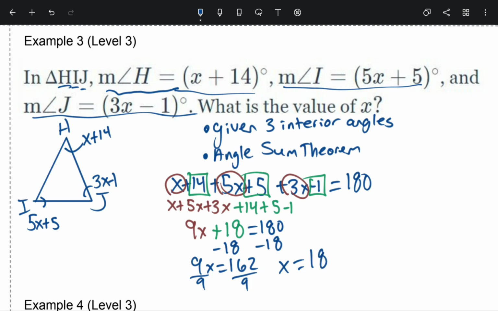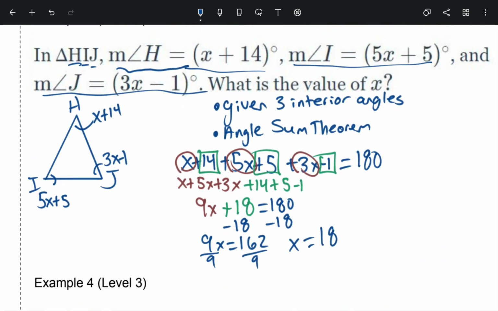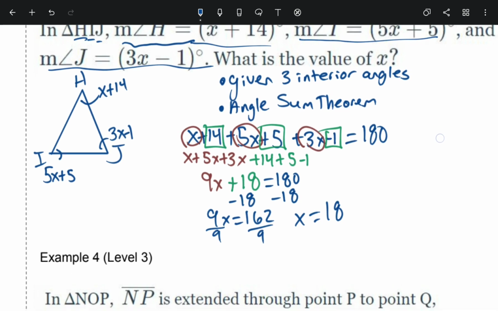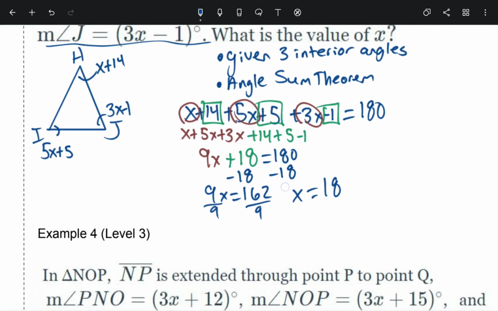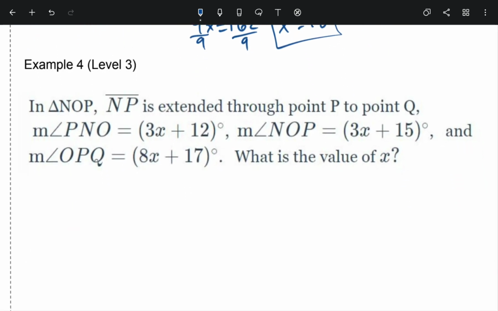And that is just x, that is not your final angle. So if you were asked to find a specific angle, you would have to go and plug that back in. I believe that's a level 4 question, so we'll see that in a moment. Okay, so let's look at this next level 3 question, because we are done with this, because that is all we were asked for. All right, woo, I see the word extended.